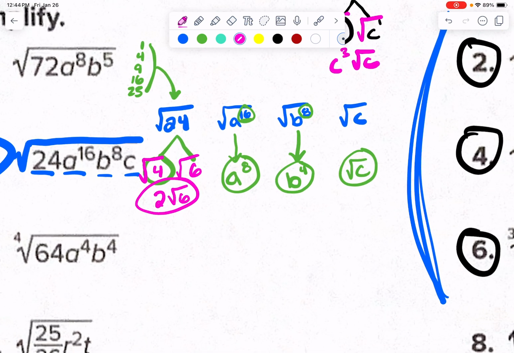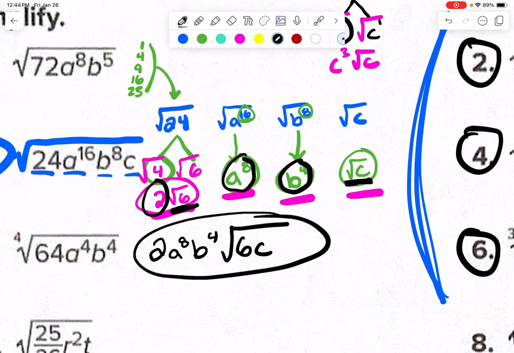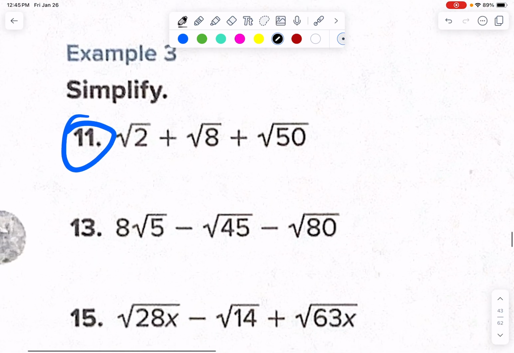And then the last thing that I do is I take all of this stuff, and I lump it all back together, okay? And when I do that, I take the outsides, so 2 is on the outside, a to the 8th power is on the outside, b to the 4th power is on the outside, and then this is on the inside, and that's on the inside. So the square root of 6c is left underneath, and that's what he will look like when he is simplified, okay? So that was kind of a long explanation. I did do some extra stuff up there, but that's just another example of how this all works when you're breaking stuff down, okay? Let's go and do like number 11.